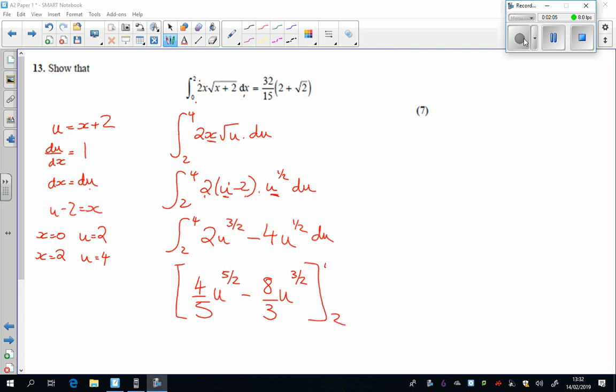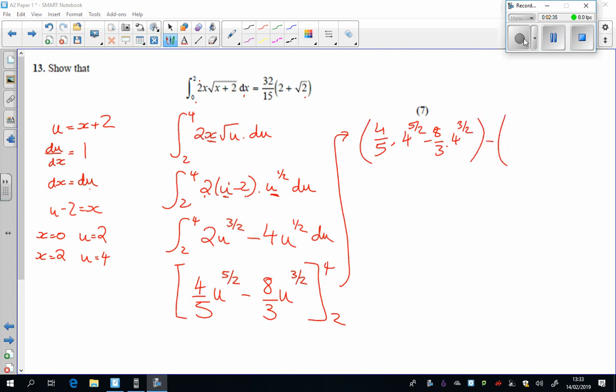Integrating, we need to put in the values of 2 and 4. I'd love to be able to just tap this in the calculator, but unfortunately, because of this root 2 here, it gives a decimal answer. And so we are going to have to actually continue with this. I think I'll go up here, as we've still got some room. So I've got 4/5 of 4 to the 5 over 2 minus 8/3 of 4 to the 3 over 2. We're going to work that one out.